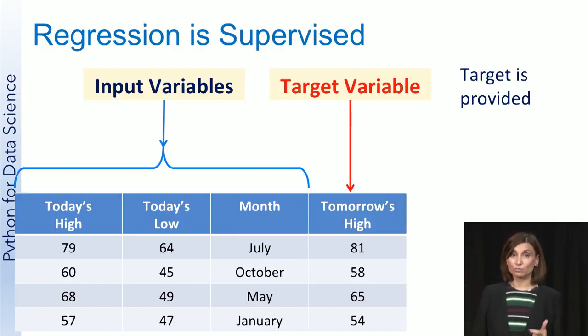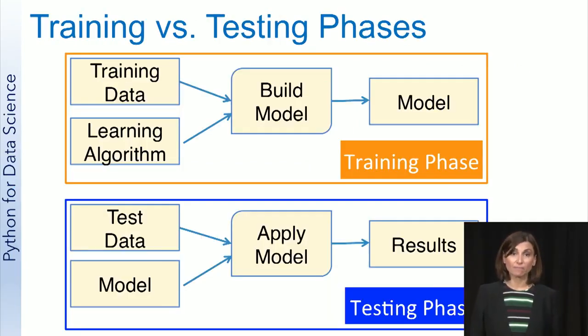Recall that in a supervised task, the target is provided, while for an unsupervised task, the target is not available or not known. Since the target label is provided for each sample as a numeric value here, the regression task is a supervised one, similar to classification.